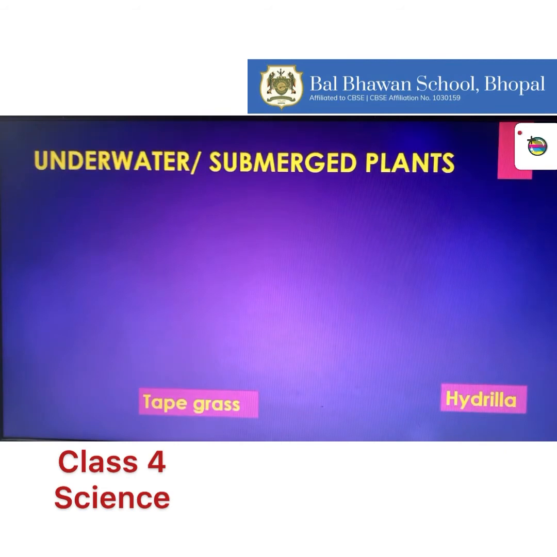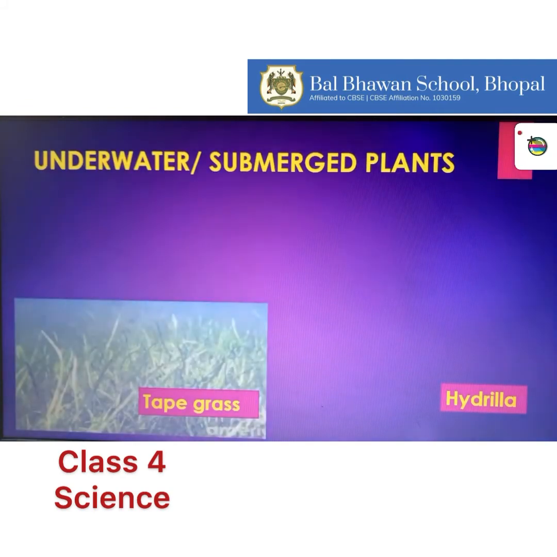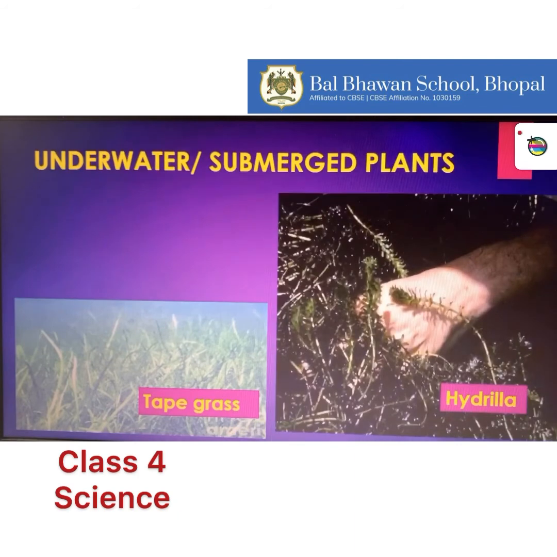Now comes to underwater or submerged plants. The examples are tape grass and hydrilla. These plants remain completely underwater. They remain completely inside the water, and their roots are fixed in the muddy soil. As you can see in the case of tape grass and hydrilla, the roots are fixed in the muddy soil.